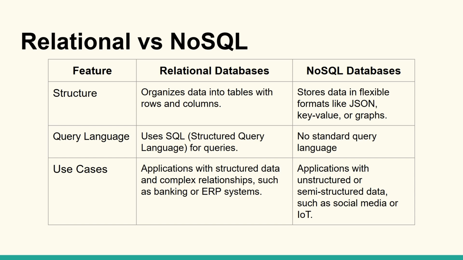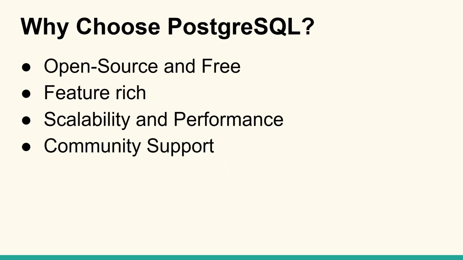If we talk about performance, then relational databases perform better for complex queries on structured data. On the other hand, NoSQL handles large volumes of unstructured data in real time. While relational databases are great for structured data with defined relationships, NoSQL shines in handling big data and applications that need high scalability. Now you might be wondering, with so many database options available, why are we focusing on PostgreSQL in this series?